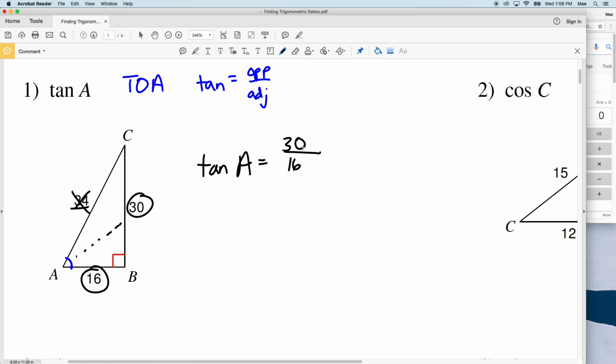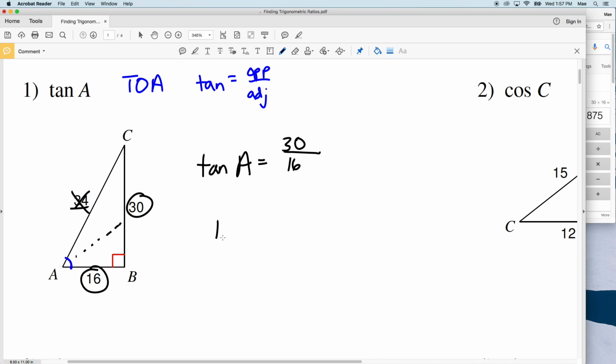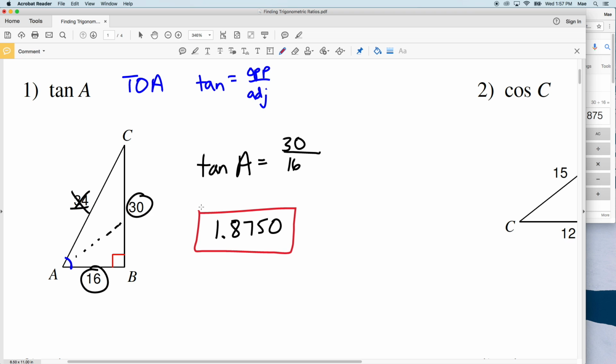Now we just need to enter 30 divided by 16 into a calculator. Go into Google, type in Google Calculators, and you can do 30 divided by 16. And then it will give you 1.875. And remember, we have to round to the nearest 10,000th. So when we write this, we'll write 1.8750. Tenths, hundredths, thousandths, 10,000ths. So we'll have to put a placeholder 0. So 1.8750 is the answer to this problem.